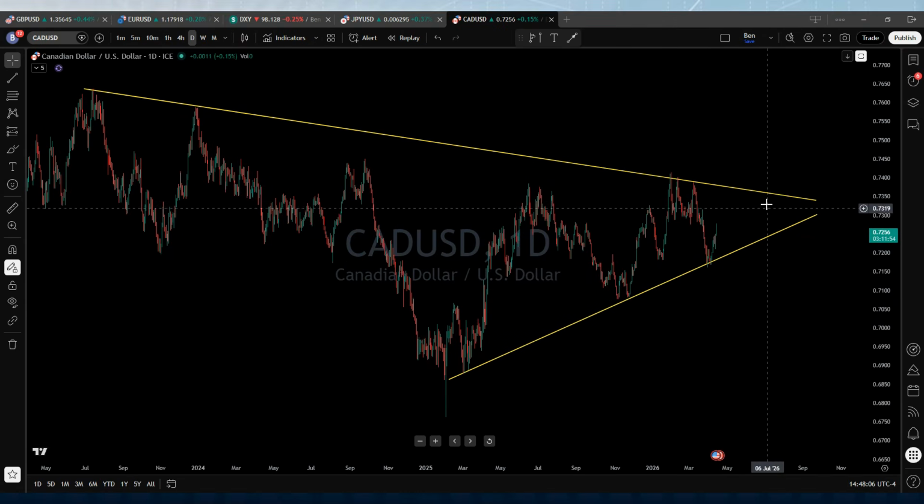But it has to break out of the wedge pattern either to the upside or the downside before I get any confirmation on which direction it's going to go. Nice wedge pattern. I love to see these in the charts. It gives you an idea of where price or the trend is currently going, and it allows you to play both sides of it. So that's what I have for you.